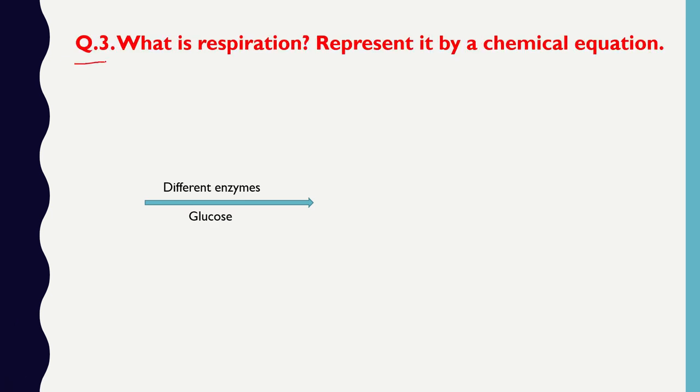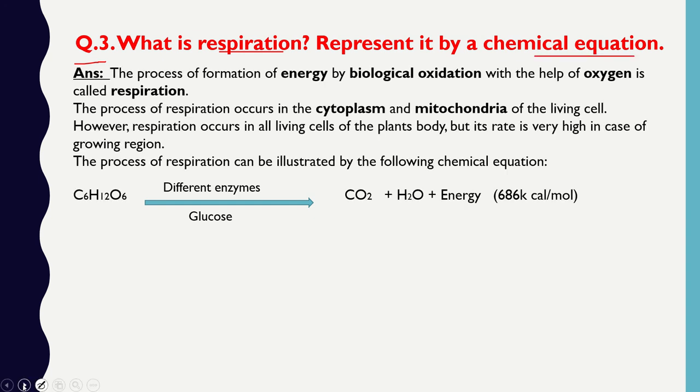Number 3: what is respiration, and represent it by a chemical equation. So respiration is a process, the process of formation of energy. How is the energy formed? By biological oxidation with the help of what? That is oxygen. That is called respiration.